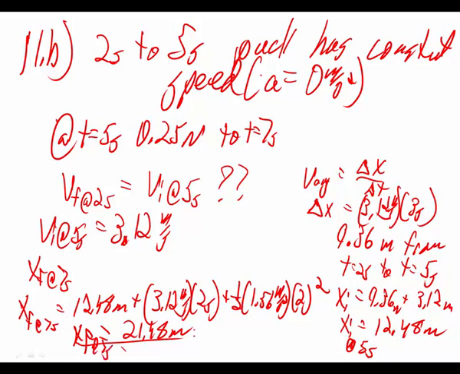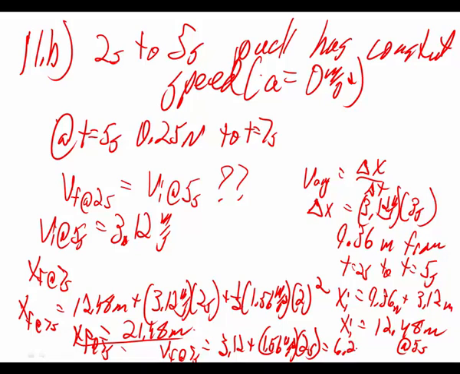And guess what? You use the same equation for final velocity at 7 seconds. So we do what? 3.12 plus 1.56 meters per second squared times 2 seconds. And we get a final velocity of 6.24 meters per second at 7 seconds. Okay?